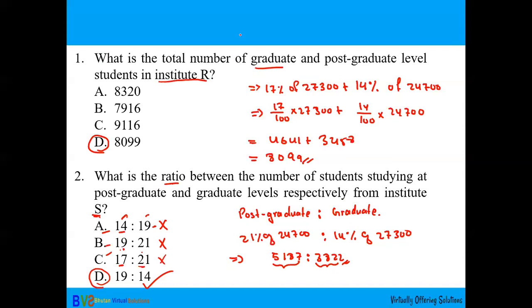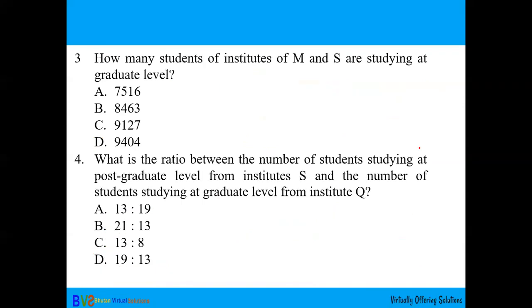Try to solve it also. You simplify this further and you will get the answer, 19 is to 14. Try to simplify those. All right, that's the same chart. Give me a question.